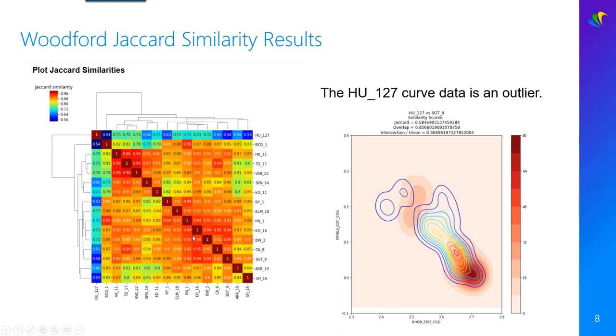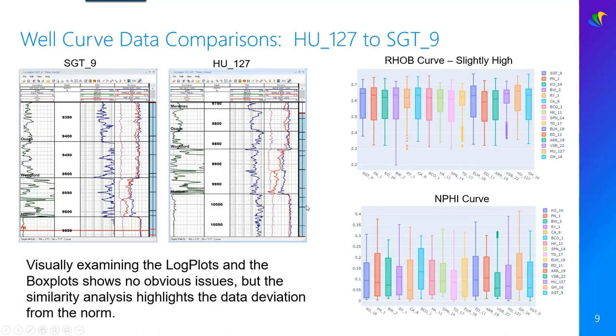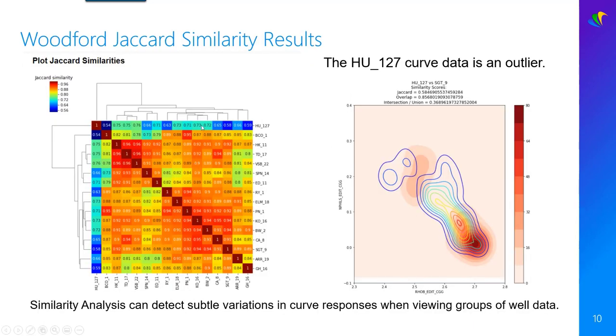And you'll see that these wells all look pretty darn similar except for one well, the HU127. And this is the kernel density plots on the HU127, and the similarity is 58. It's pretty low. And you can see that the overlap density plots show a big discrepancy. If you look at the raw curve data or even at the box plots, it's not obvious that the HU127 data is different than the other wells. But it turns out when you go back and look at it, it is significantly different than the other wells.